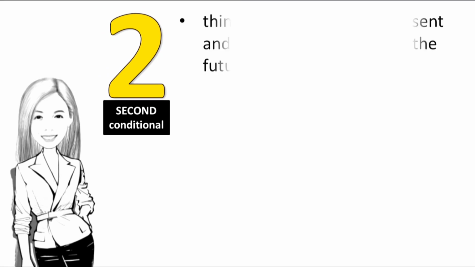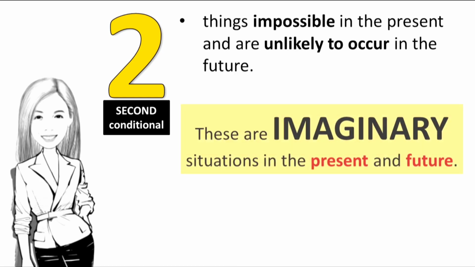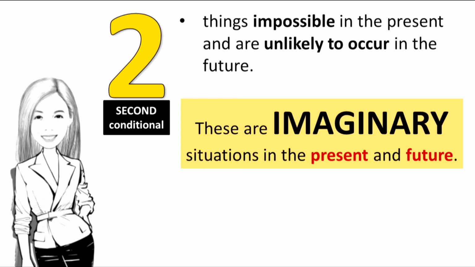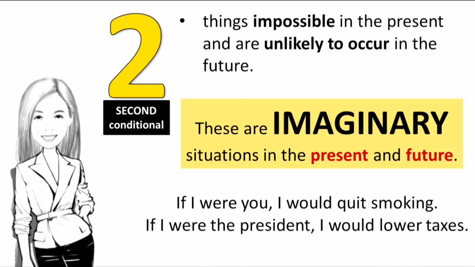Second conditional. These are things that are impossible in the present and are unlikely to occur in the future. In short, these are imaginary situations in the present and future. For instance, if I were you, I would quit smoking. It is impossible that I become you or you become me. So this situation is imaginary only. Next example. If I were the president, I would lower taxes. Since I am not the president, this is only imaginary.